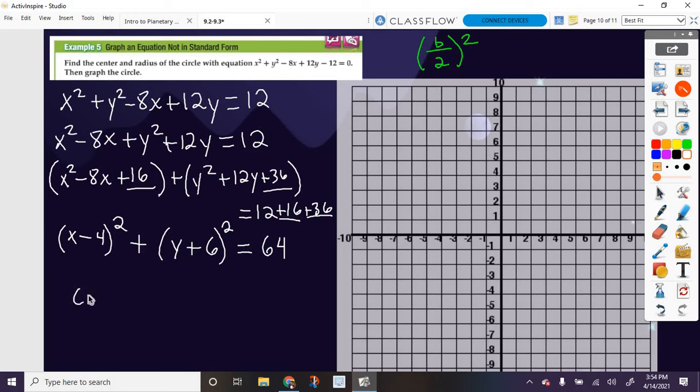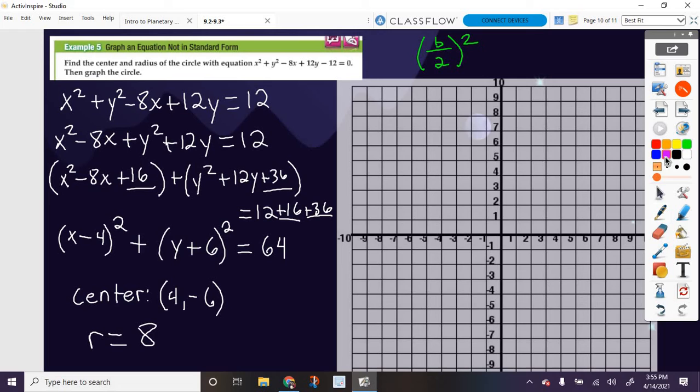And so we can find any of the information that we need. So my center, notice, is going to be at 4, negative 6. Remember that we have to take the opposite sign for both of those since they're both inside the parentheses. And notice that our r is going to be 8. So remember, on my right-hand side, it's r squared. So we have to take the square root in order to find our radius.